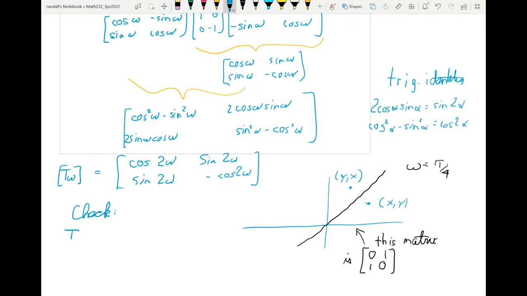So T, according to our formula, at pi over 4, and you can do it for other angles where you can easily see how the reflection works. So plug it in. If omega is pi over 4, 2 omega is pi over 2. So cosine of pi over 2 is 0, sine of pi over 2 is 1, and I get 0, 1, 1, 0. Okay, so it is correct.